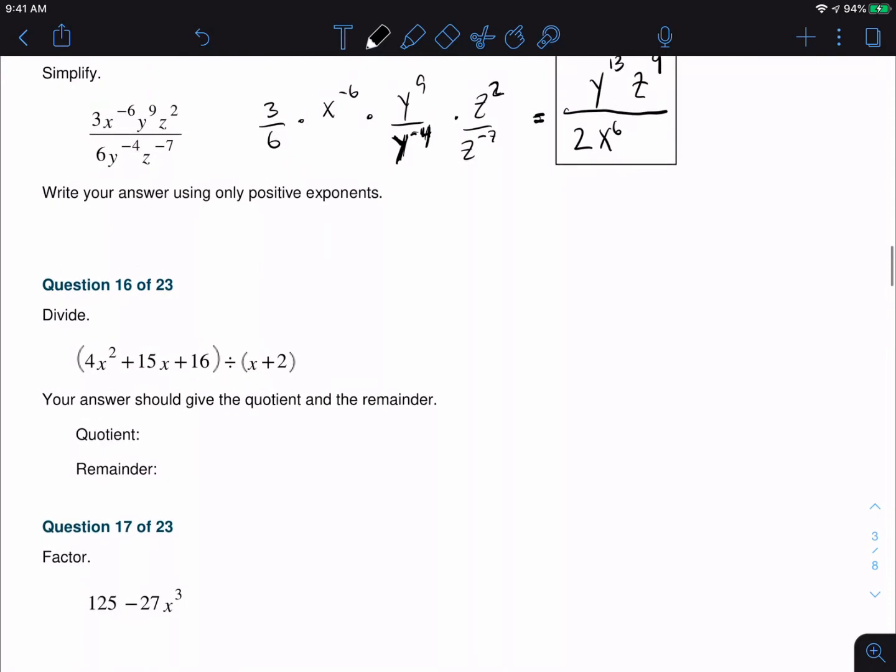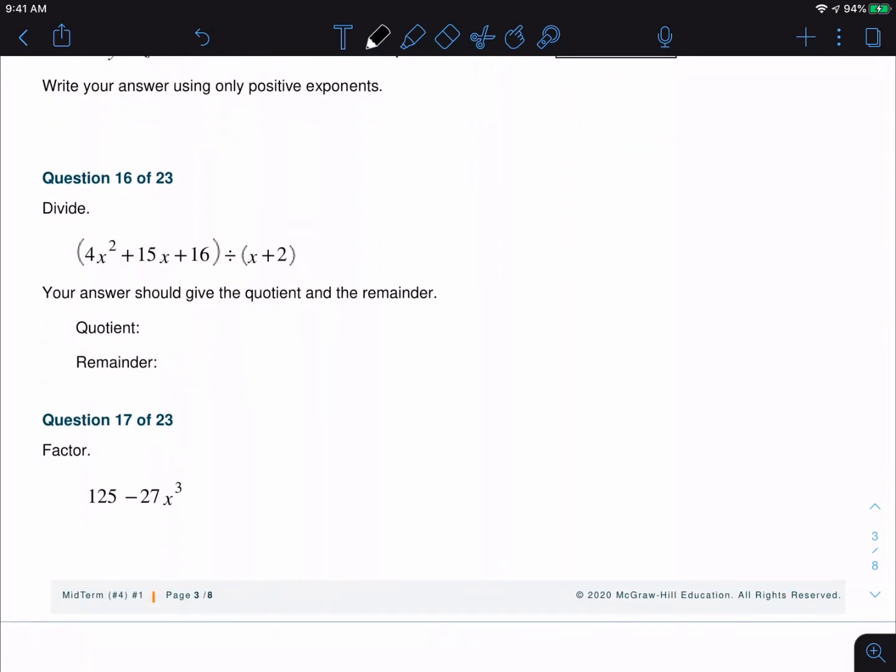Yes. Okay. So now with 16, I'll do it with long division so you can see it. And so I'll have 4x squared plus 15x plus 16 divided by this. So what I want is my divisor to have the same number in front. So that's got to be a 4. But I also want that x to be the same power. So what do I need to multiply x by to become x to the second? So I got to multiply by x, right?